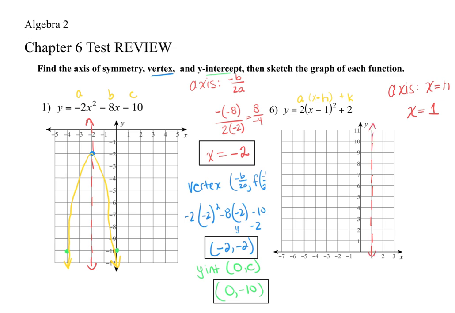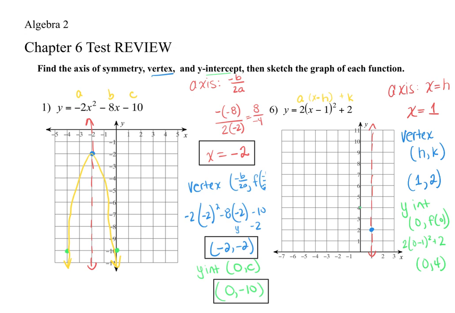My vertex, for vertex form, happens at h, k. So in this case, my h is 1, my k is 2. So I'm going to the point 1, 2, and plot my vertex. The only one you actually need to calculate is your y-intercept. Your y-intercept is always going to be 0, and then what happens when you plug 0 in? And so I have to actually calculate this. 2 times 0 minus 1 squared plus 2. 0 minus 1 is negative 1. Negative 1 squared is positive 1. Positive 1 times 2 is 2. 2 plus 2 is 4. So I get a y-intercept of 0, 4 here.